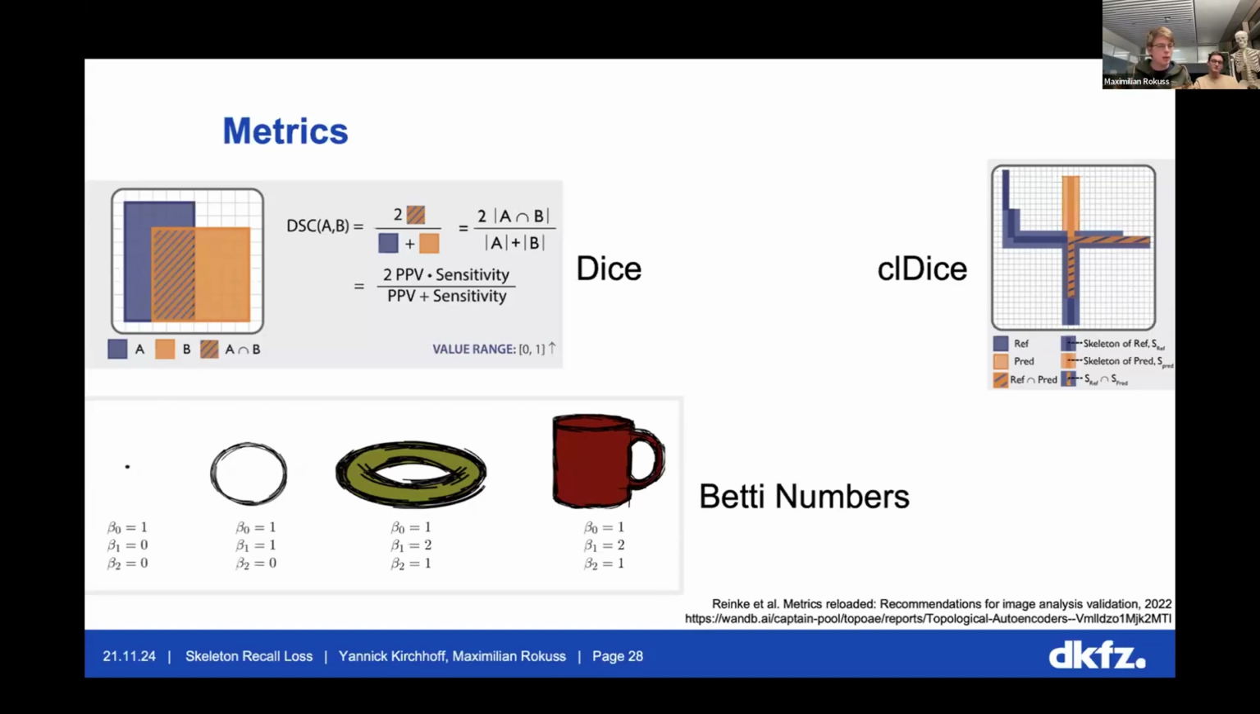And then finally, we also had some more topological metrics. So these were the Betti errors and the Betti numbers. Basically, the Betti errors are the differences between the Betti numbers of ground truth and prediction. In simple terms, this measures different topological properties: the lowest Betti number measures the number of connected components, then there's the number of holes in the segmentation, and then higher Betti numbers in higher dimensions measure more complex topological properties like cavities and so on.